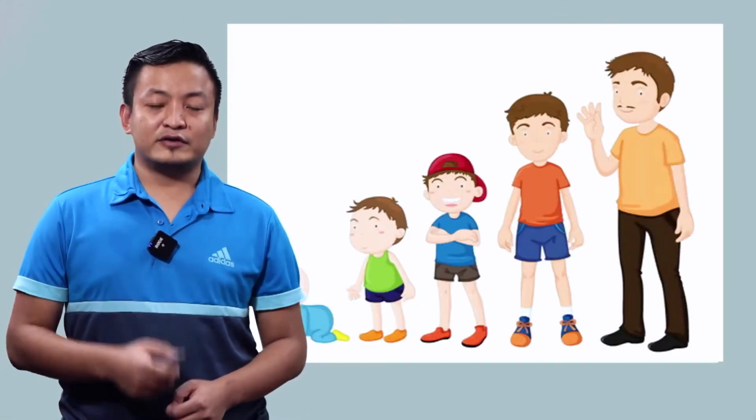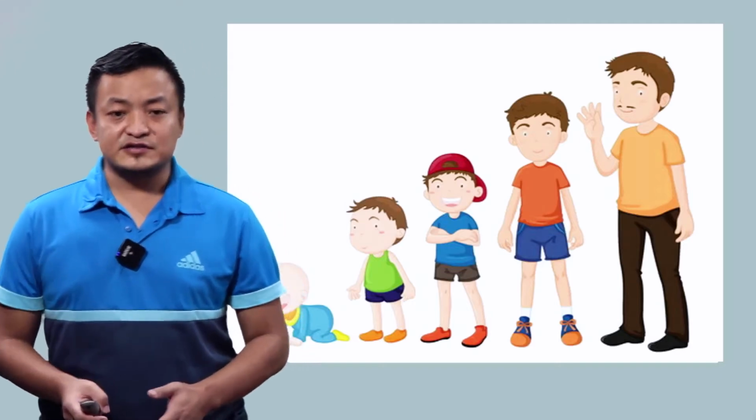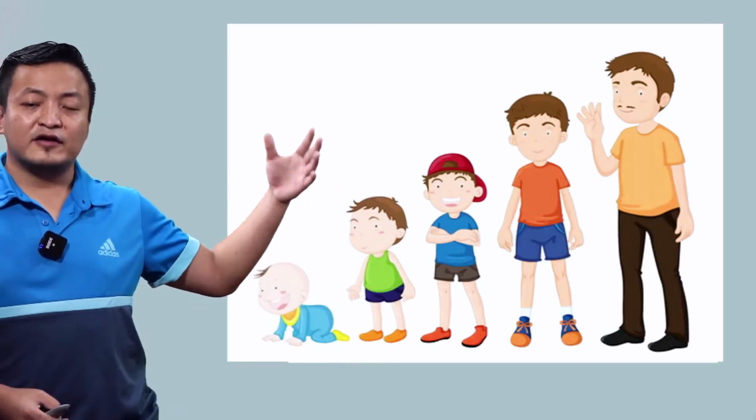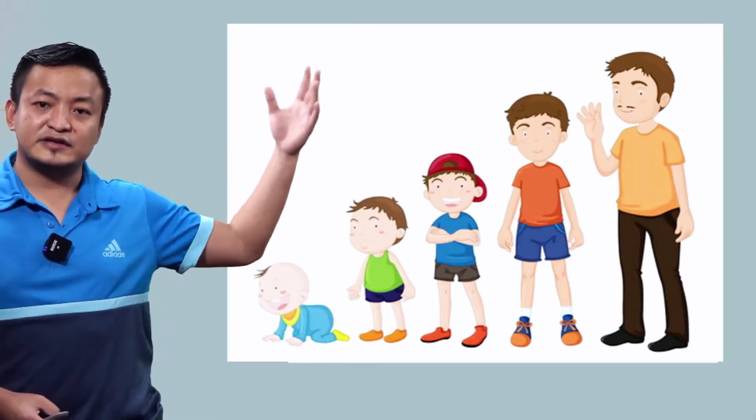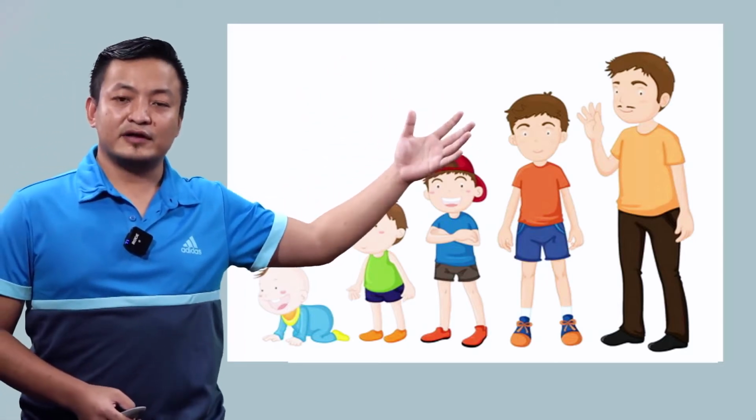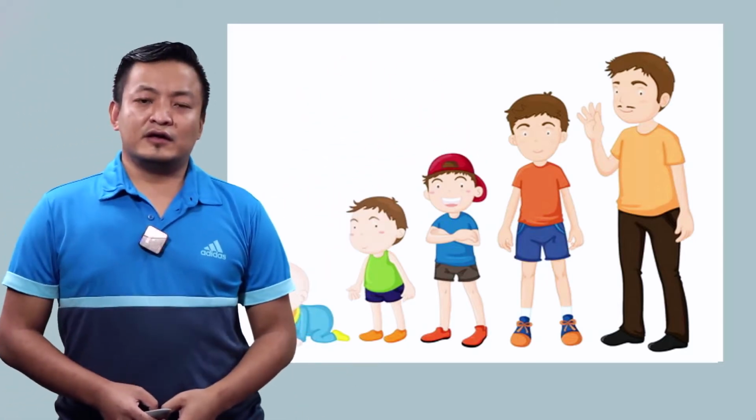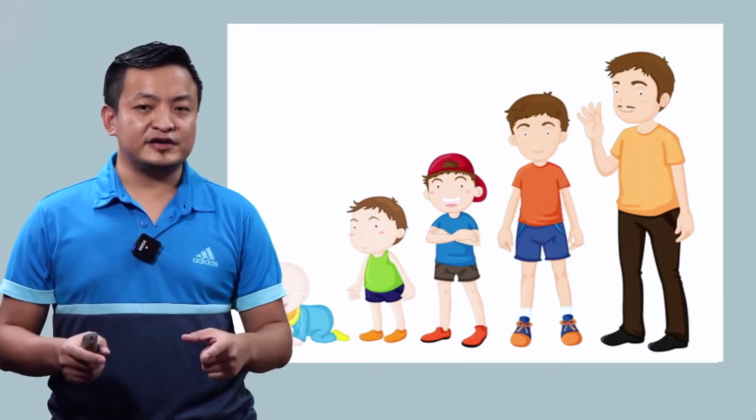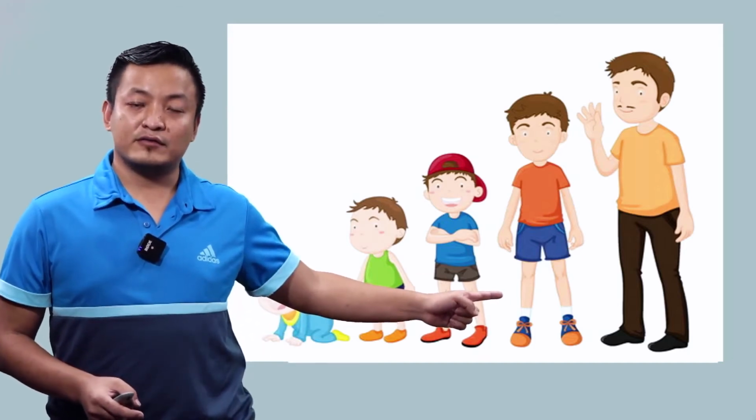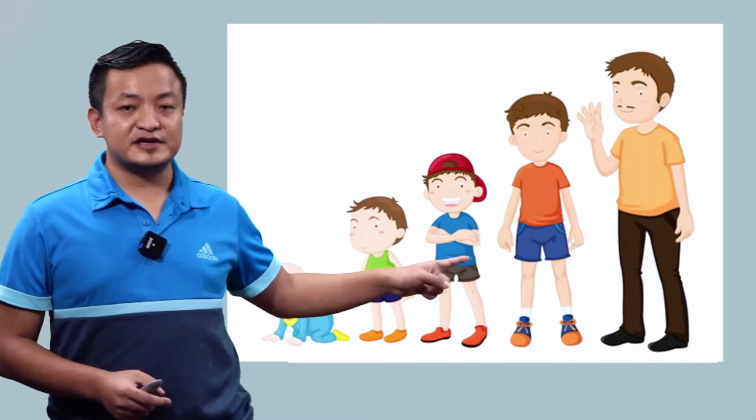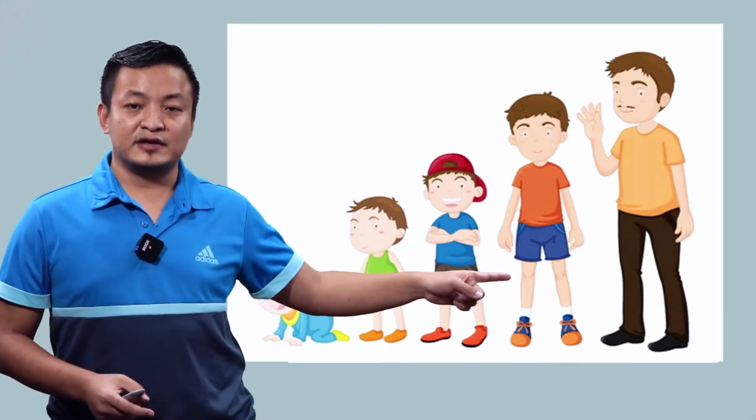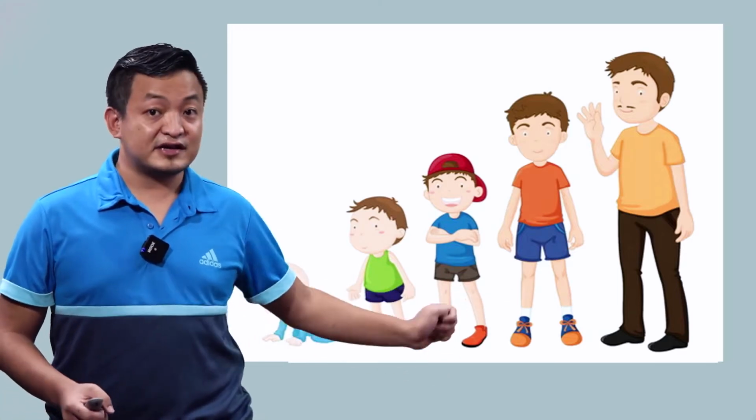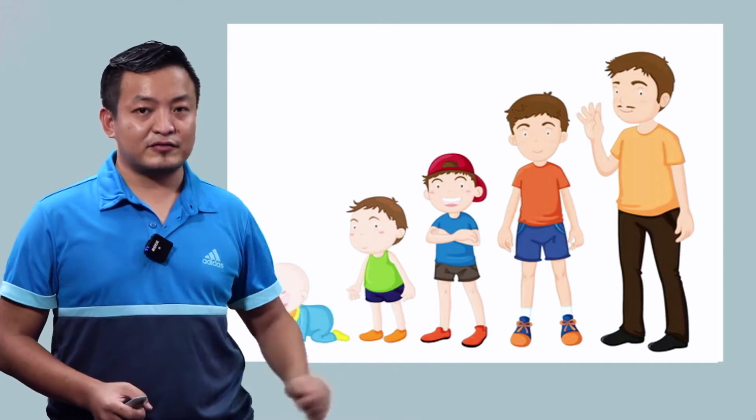But what about this? We can see different stages of development of a human, right? From baby to a little boy, and then from a teenager, adult, till he becomes a man, right? So students, what changes do we see here? Here we see there is a change in size, right? It's the same human, but the size has changed. And it cannot be reversed back, right?